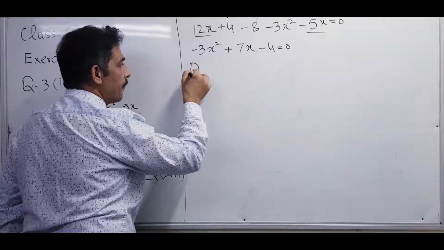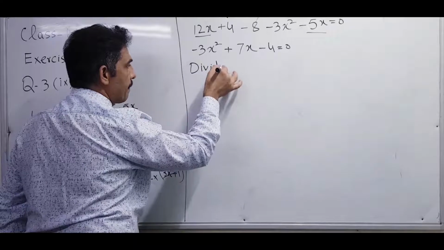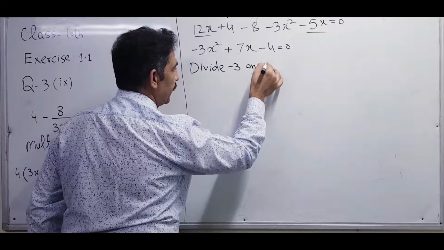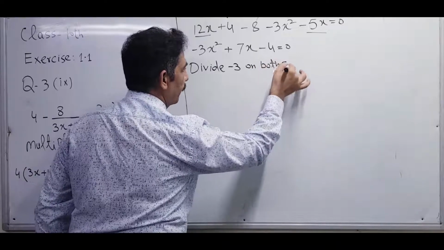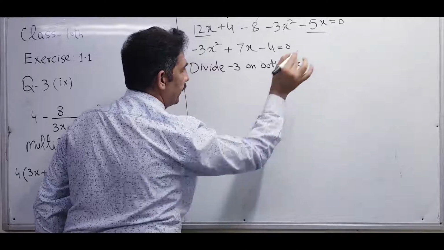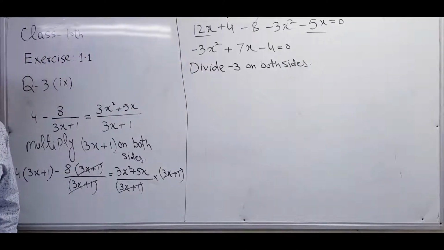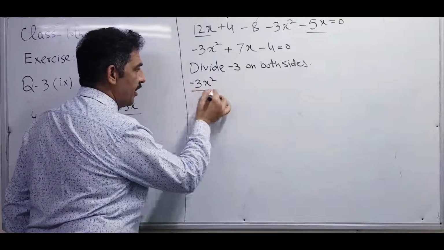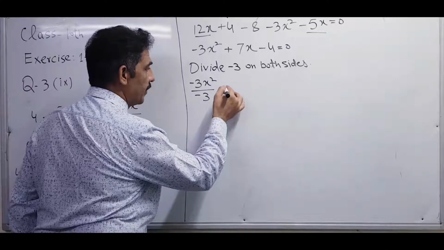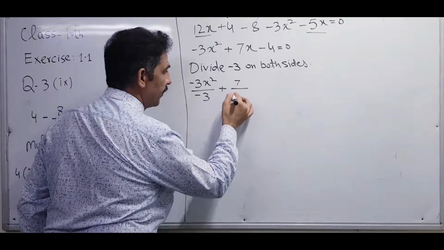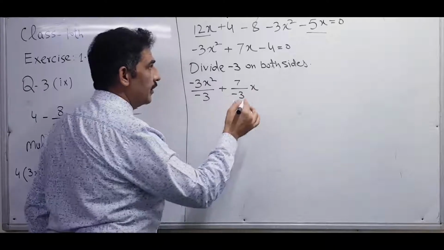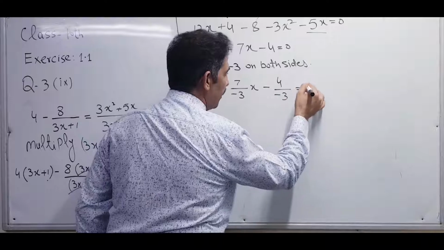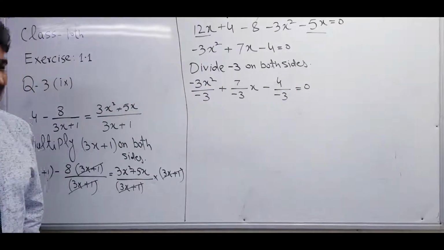So divide minus 3 on both sides. Divide minus 3 on both sides. Minus 3x square divided by minus 3 plus 7 over minus 3x and minus 4 over minus 3 and 0 over minus 3, 0. No need to write that one.